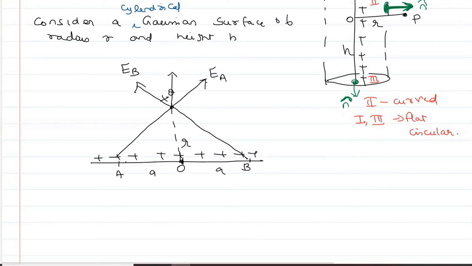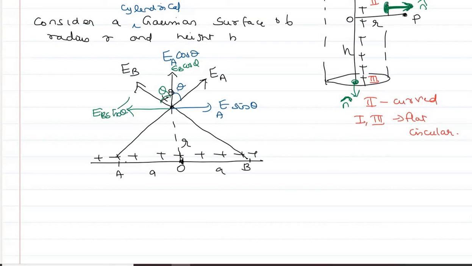Then what you will do? You will resolve this vector into two components. This one will be theta nearby, so E cos theta. This one is E sin theta. Similarly, here what you will do? You will resolve this into two vectors. This is E_B cos theta, and this one is E_B sin theta. The sin theta cancels. Only the E cos theta component will contribute.